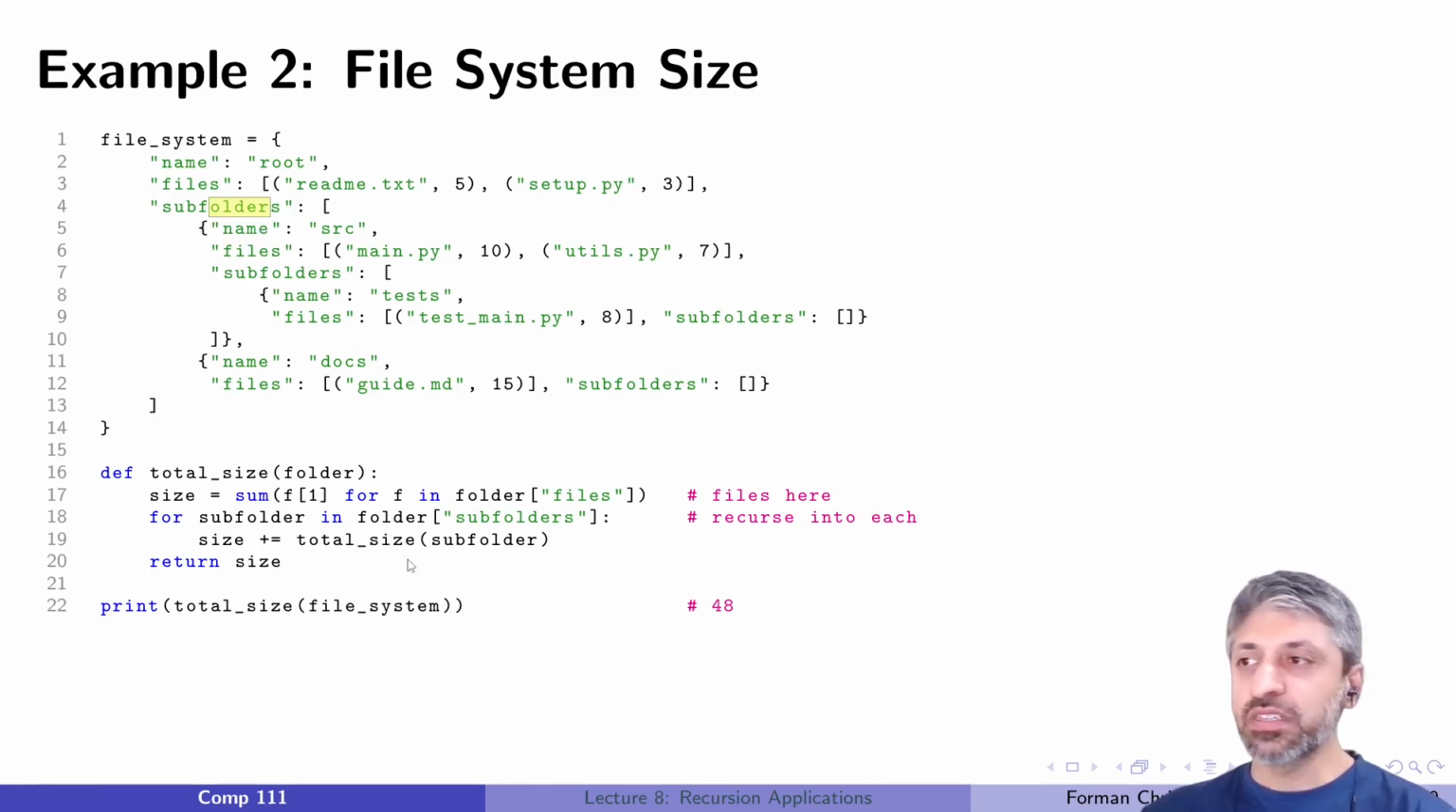The function on line number 16, which is the total size, does two things. Line 17 basically sums up all the sizes of all files in the current folder, and the loop on line number 18 recurses into each subfolder and adds its sizes. So basically this is a recursive call. Running this on our example structure is going to give 48, and that's the total across all folders and subfolders.